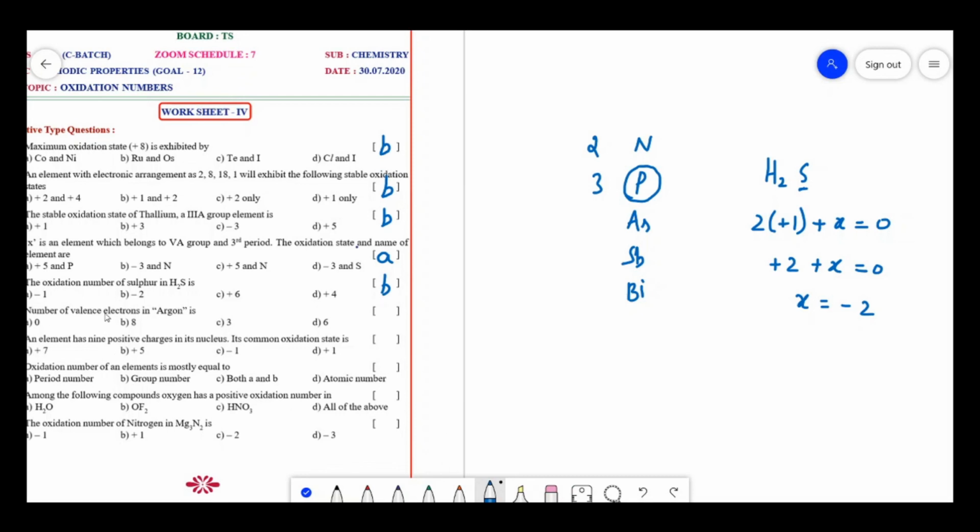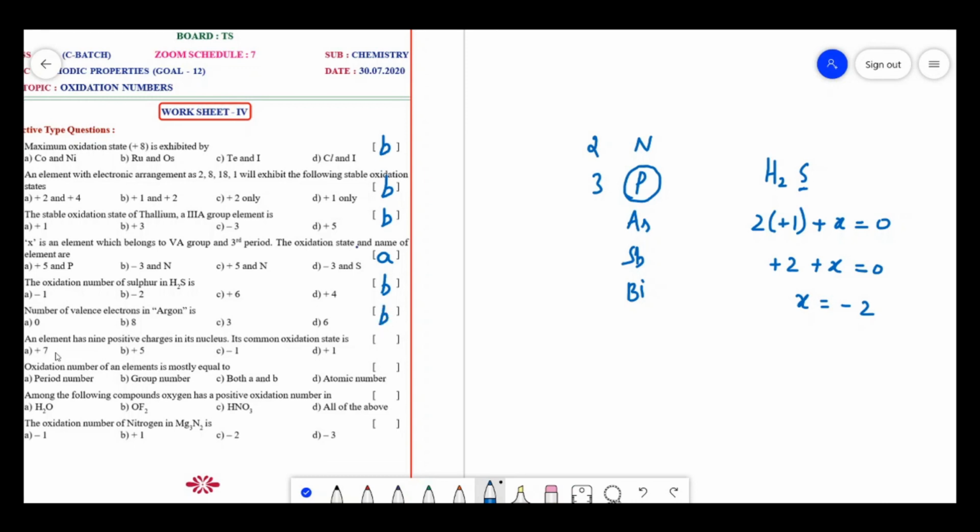Next, the number of valence electrons in argon is... This is an octet configuration. All the noble gases will have an octet configuration except helium. So valence electrons will be equal to 8. So the answer is B.